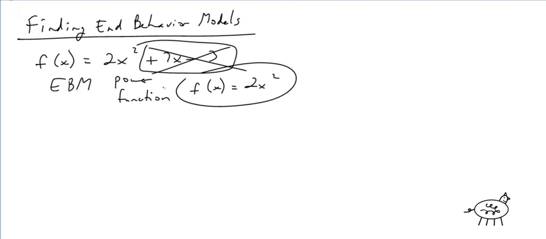All right? So let's try another one here. That's pretty easy then. You're just ignoring that 7x minus 3.